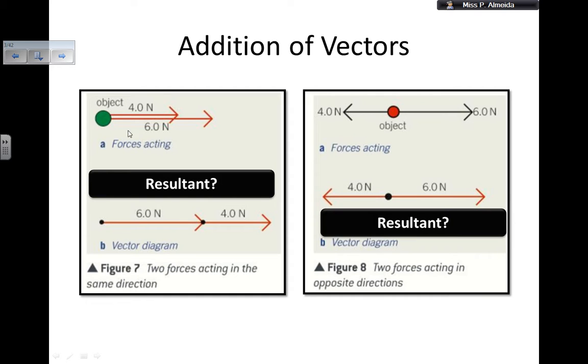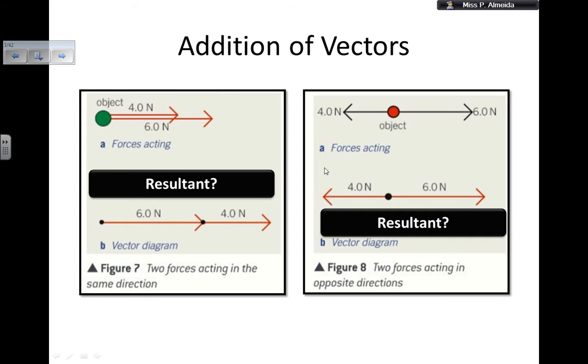So you have two vectors. In the first example, I have 4 newtons going to the right and 6 newtons going to the right. The resultant is going to have to be, if I add 6 and 4 together, because I'm adding them since they are going in the same direction, okay? So the resultant would be a force of 10 newtons. On the other hand, in the second example, I have 6 newtons to the right and 4 newtons to the left. So my resultant would be 6 plus minus 4. And it's minus 4 because 4 is in the opposite direction, okay?